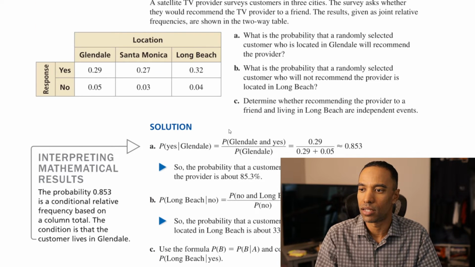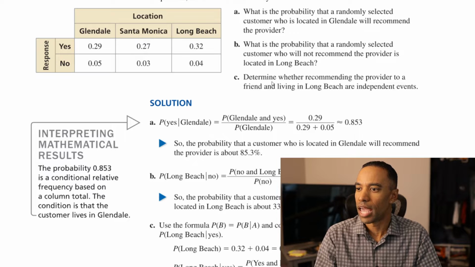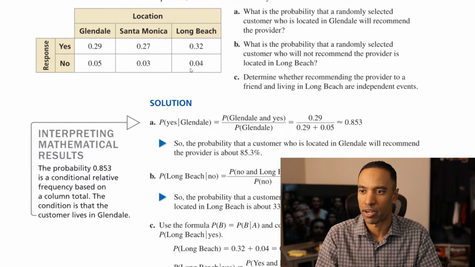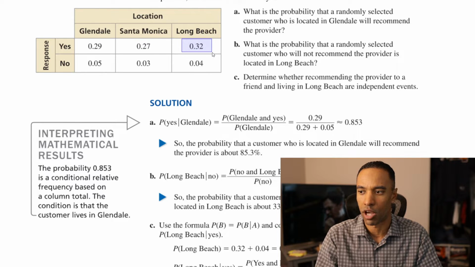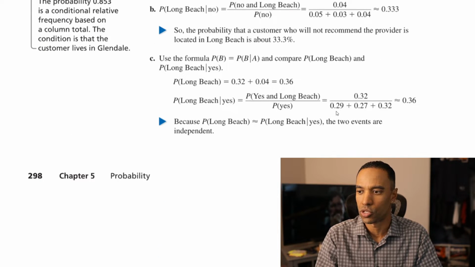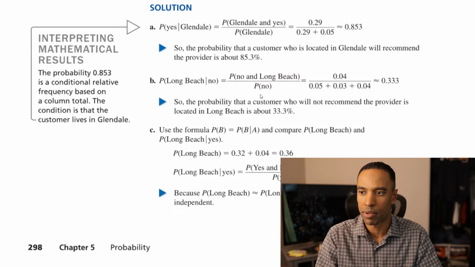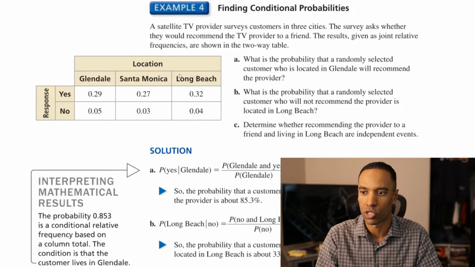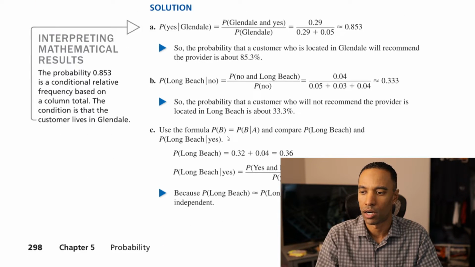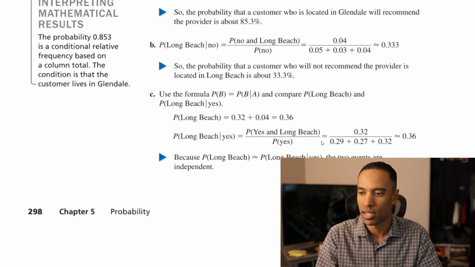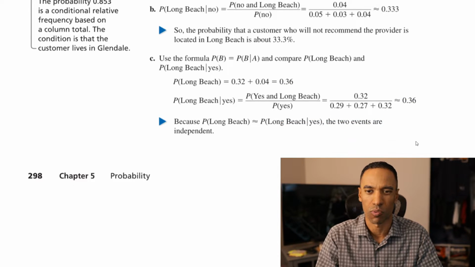And then, and living in Long Beach. Recommending to a friend and living in Long Beach are independent events. So now you've got to see all the yeses that live in Long Beach as well. So that's 0.32 out of that one right here. Now, when you look at the probability of all those who live in Long Beach, that's 0.32 plus 0.04. So all the Long Beach residents are 0.36, 36%. And then this one is also 36% when rounded.